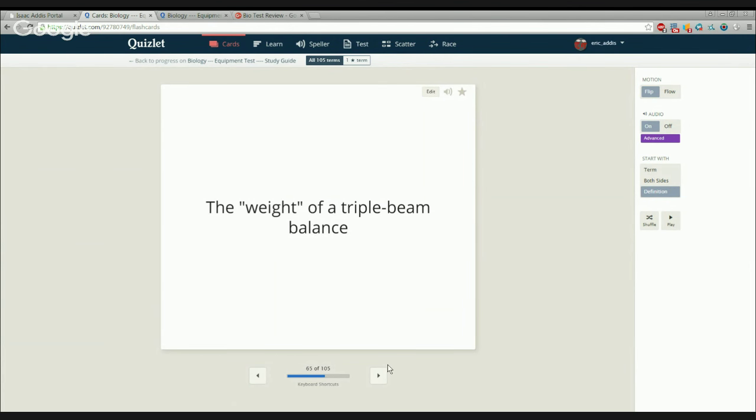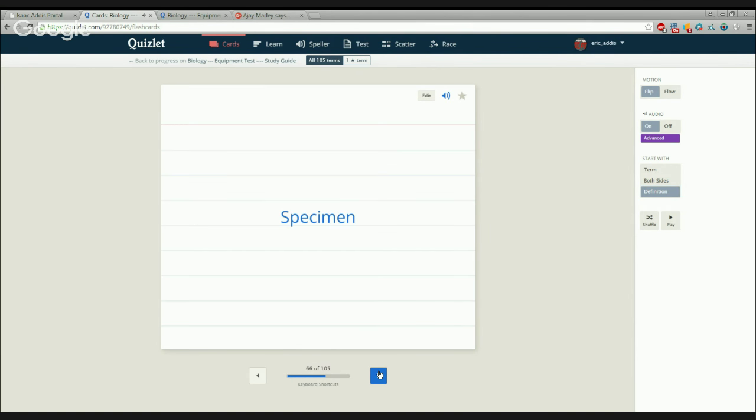Yeah. The weight, by weight I mean the actual physical thing you move on an object. Do you guys know what that is? Of the triple beam balance, right? Animal, what we were working with, I mentioned that earlier. It's a specimen. We can go a little fast.